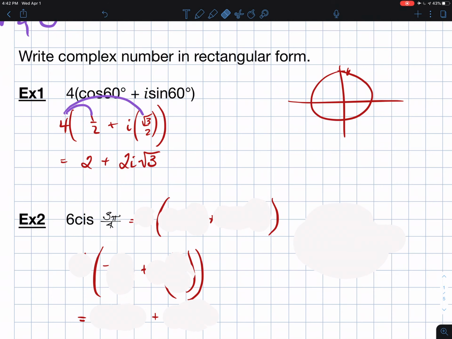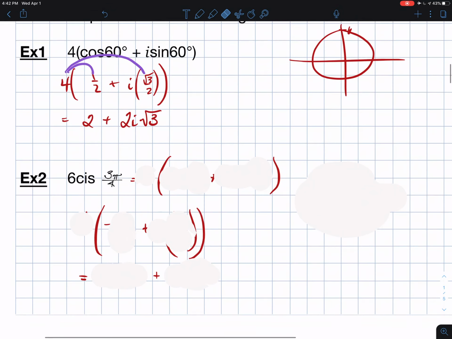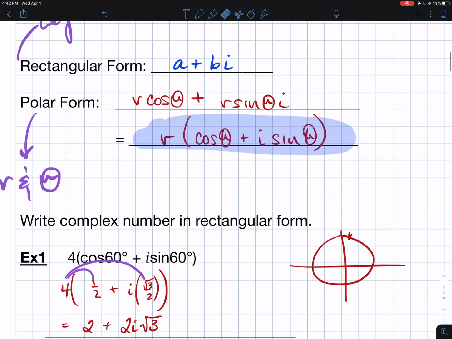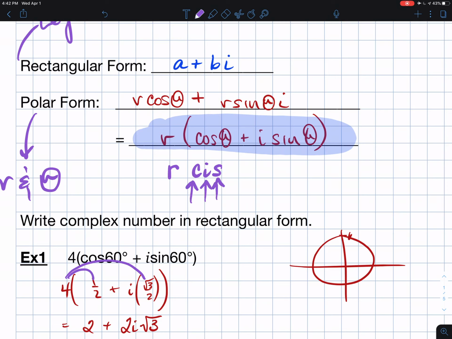Now let's look at example number 2. Example number 2 has a different notation. So let's go back up to this polar form. This polar form can also be written r cis theta. That stands for cosine plus i sine theta. So r cis theta is the exact same thing. These two are identical to each other. One's just a shortened form.